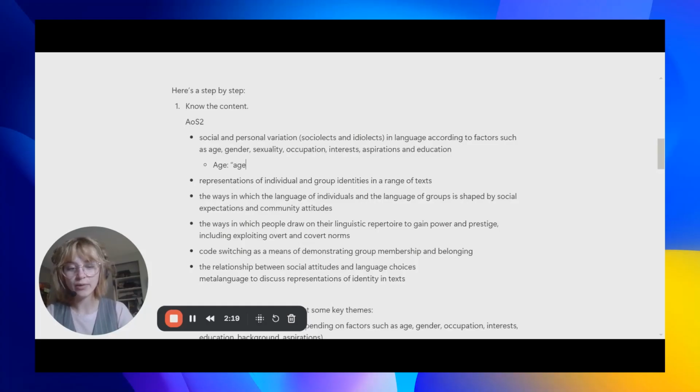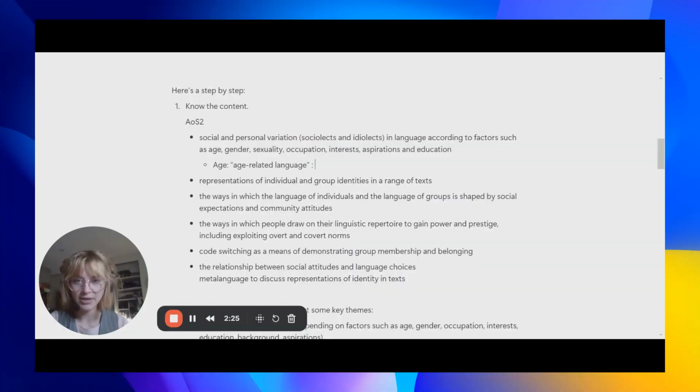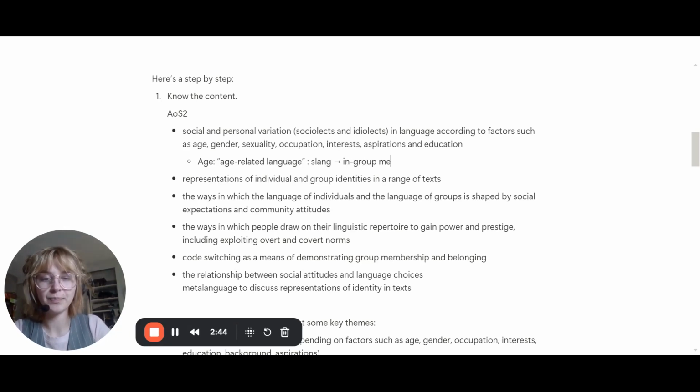So age-related language. If you guys are doing research on some older things, you might see it as teen speak, as was specified in the old study design. But just go with age-related language now and specify which age group you're talking about. A lot of the times you're talking about something like slang, and the purpose of that, as with each of these factors, is really to create in-group membership or build solidarity.